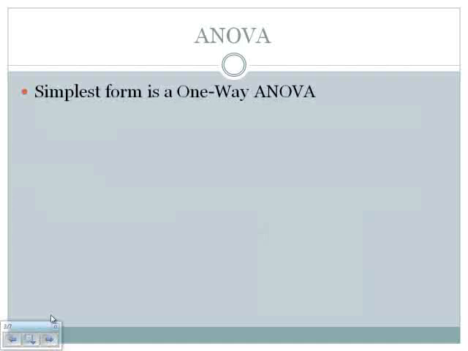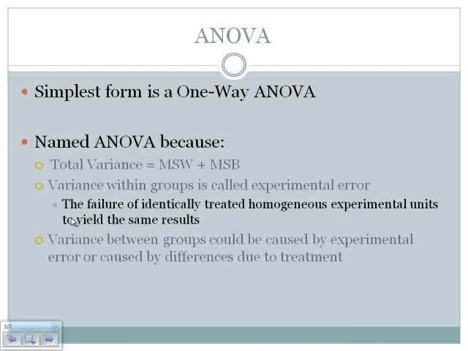Now, the simplest form of analysis of variance is something called a one-way ANOVA, and I won't say a whole lot about that right now. We're going to look at an example in a minute, and I'll be coming back and talking about why it's called a one-way ANOVA. And you may be wondering, why is it called analysis of variance? It's called analysis of variance because the variance within an experiment, within all of the members of an experiment, the total variance can be calculated.